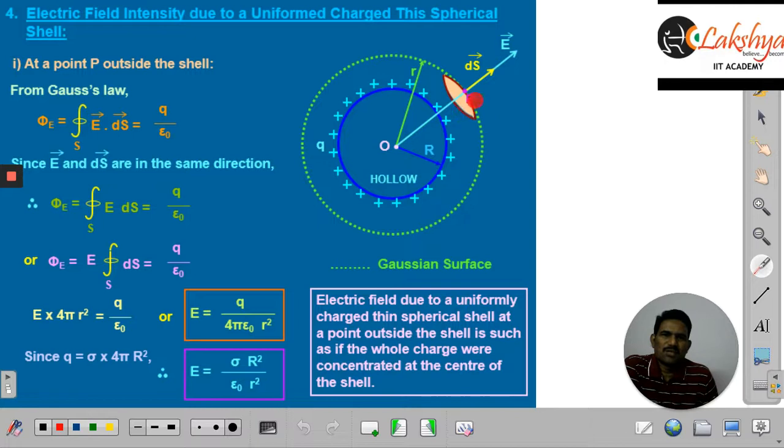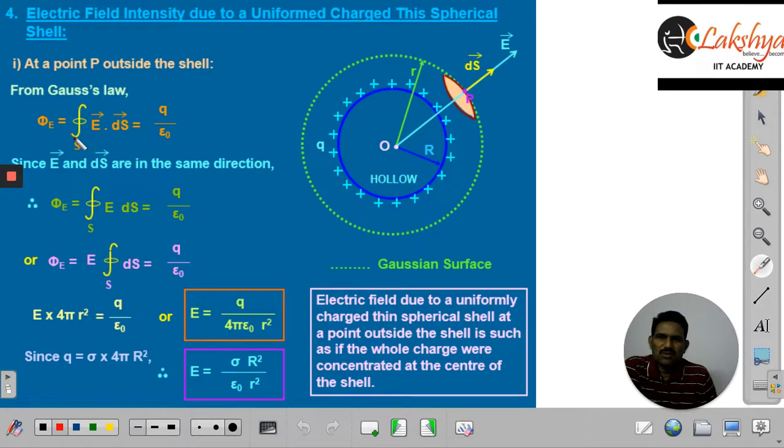Here I am taking a small elemental area. Through that small elemental area, the electric field direction will be away from the center, that means radially outward. And we know the area vector is also radially outward, right? So the angle between them will be 0. Now let us see the Gauss law application.